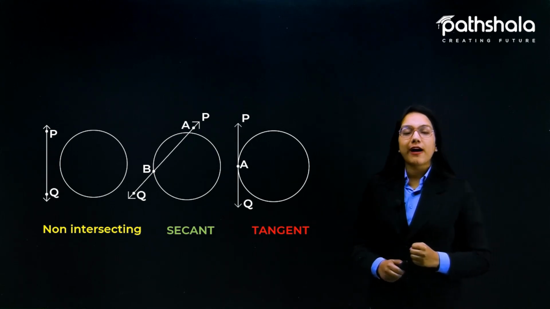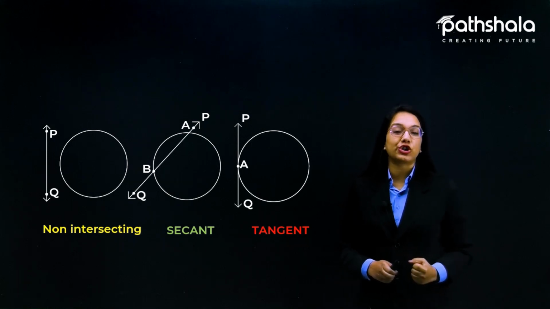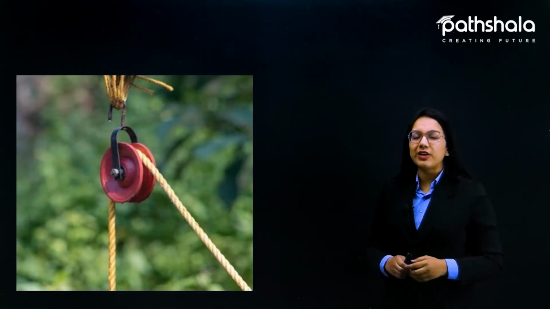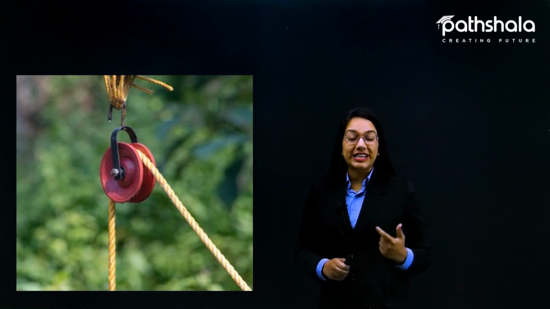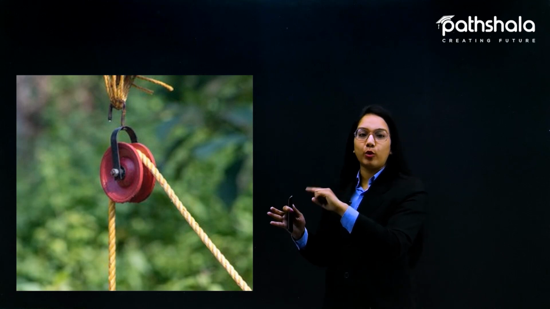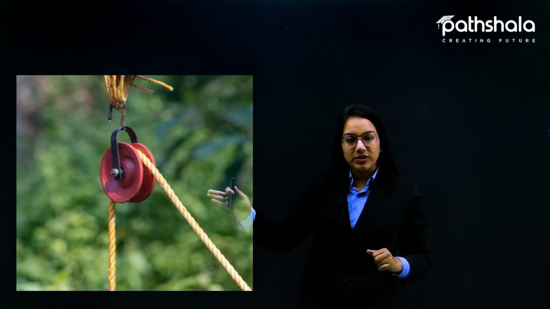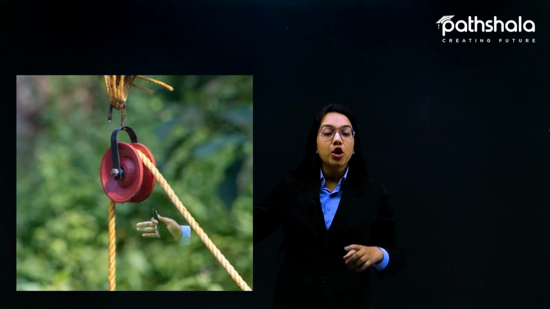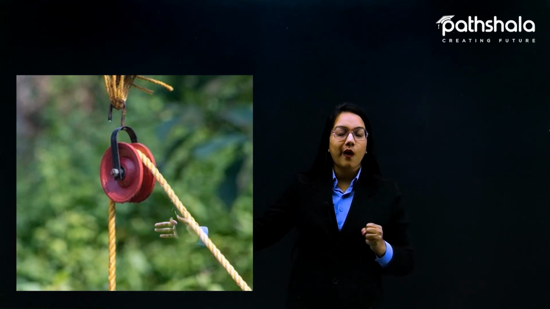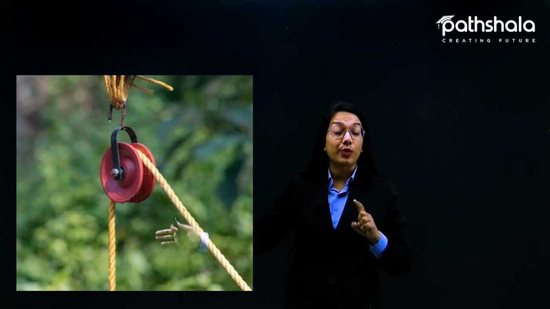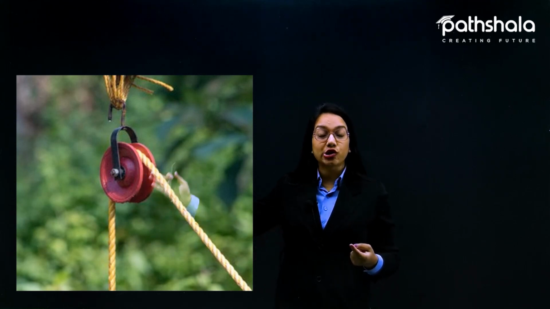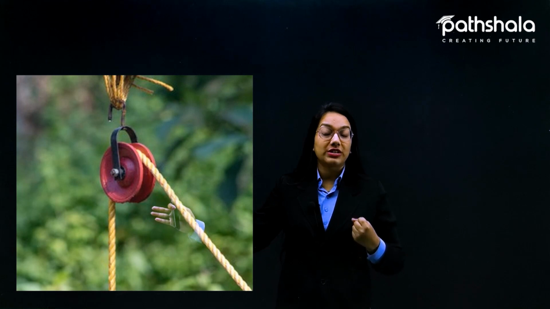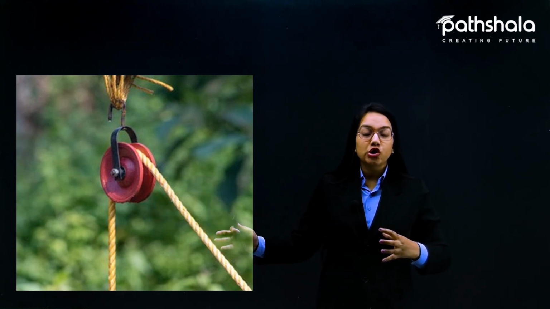Let us relate this situation to real life. Suppose I am talking about a pulley, as you have seen fitted over a well, in which the rope is on both sides of the pulley. You can see the rope on this side as well as on this side of the pulley, existing as a ray, and we can call them the tangents to this circle, which is the pulley.